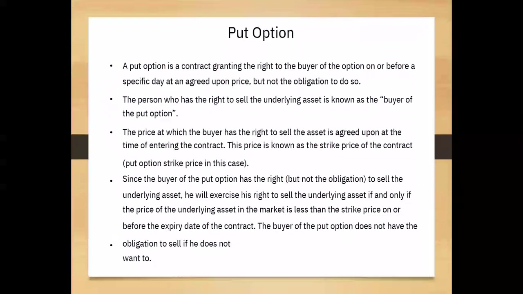Put option. Here, the person who has the right to sell the underlying asset is known as the buyer of the put option. The price at which the buyer has the right to sell the asset is agreed upon at the time of entering the contract. This price is known as the strike price of the contract. Since the buyer of the put option has the right to sell the underlying asset, he will exercise his right to sell if and only if the price of the underlying asset in the market is less than the strike price on or before the expiration of the contract. The buyer of the put option does not have the obligation to sell if he does not want to do that.